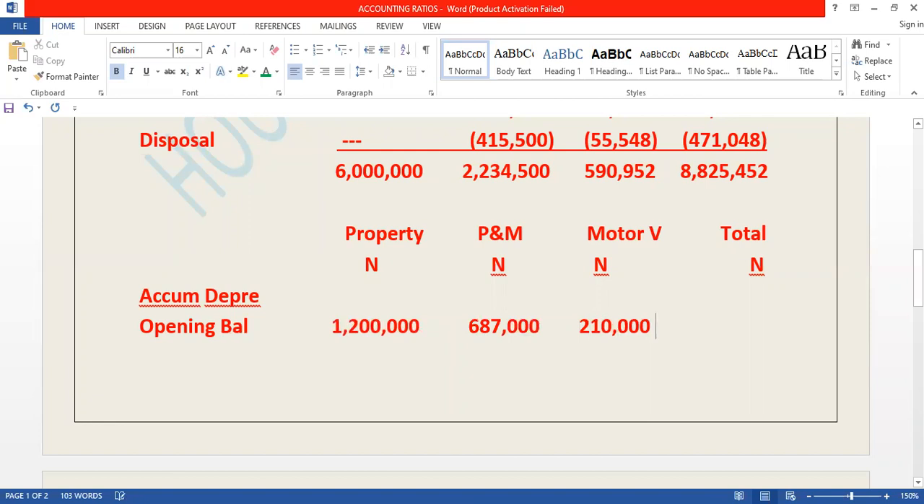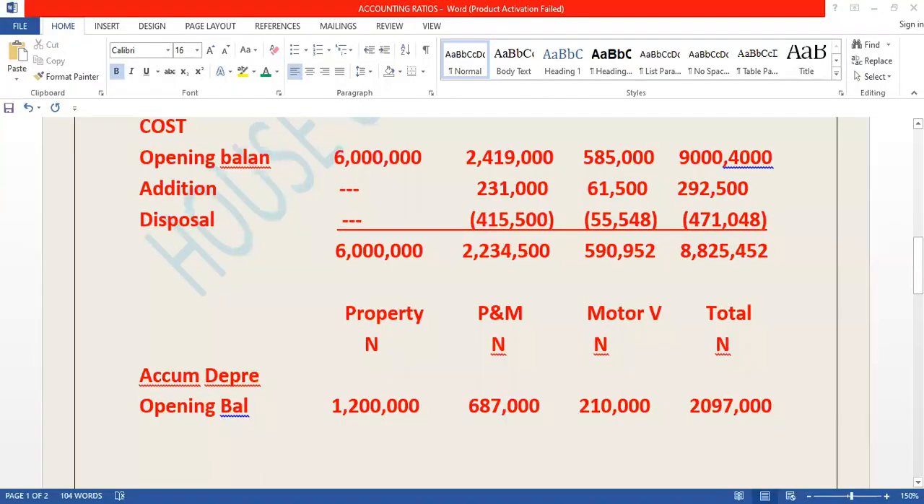Now, what is the addition of the three? 2,097,000. So we are done with opening balances, which give us this figure.